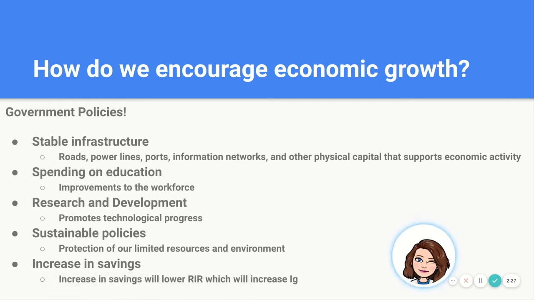So we need to have government policies that focus on creating stable infrastructure. So that means making sure our roads work. That means making sure people have access to power. That means our port cities are run efficiently. That means we have access to information networks. So that's like the internet. Believe it or not, there's quite a few places in the US that actually don't have access to the internet. And so we need to create policies that provide access to the internet. And then also create stable infrastructure through physical capital, so machinery, equipment, building space that's going to support economic activity.